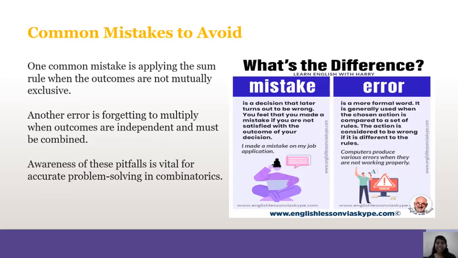Now let us see the common mistakes to avoid. One common mistake is applying the sum rule when the outcomes are not mutually exclusive. Another error is forgetting to multiply when outcomes are independent and must be combined. Awareness of these pitfalls is vital for accurate problem solving in combinatorics.